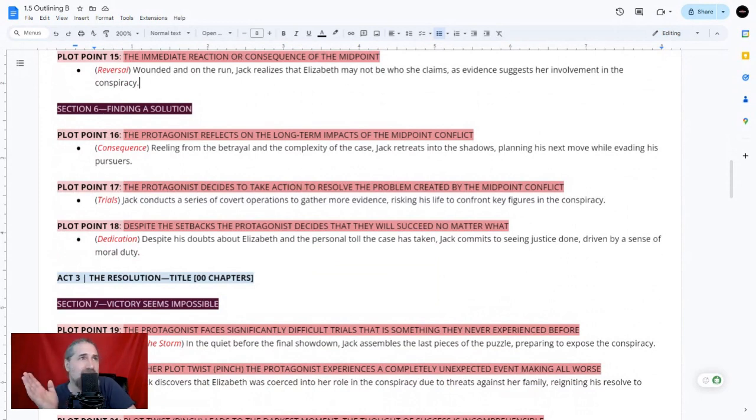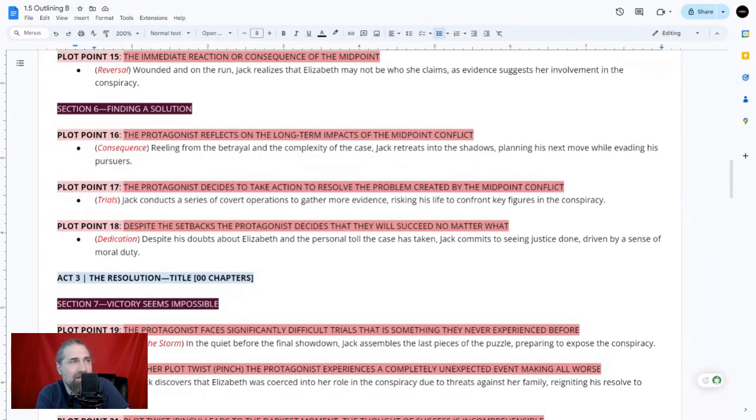So as we descend from the conflict, his job is to find a solution, figure out how to make right the conflict from the midpoint, and figure out what's going on. Reeling from the betrayal and the complexity of the case, Jack retreats into the shadows, planning his next move. Basically, he has to get himself together. He's like, oh, that was a lot. That was crazy. I'm hurt. I've got to heal. Right. Once he's healed, he's like, I've got to take action. I've got to do something.